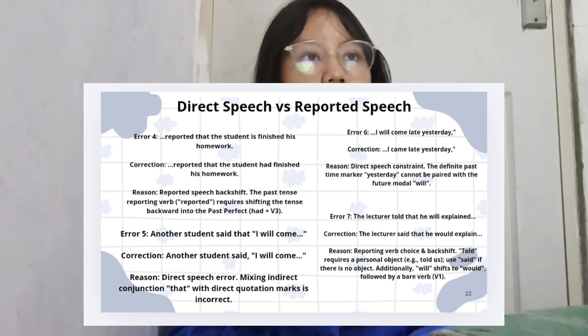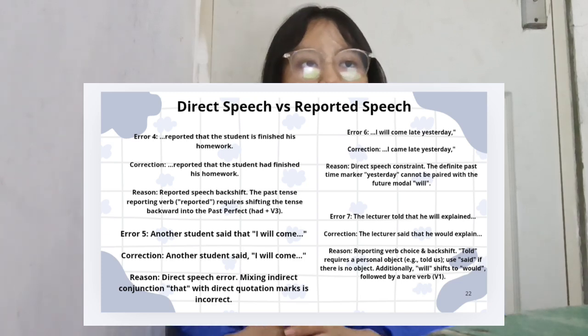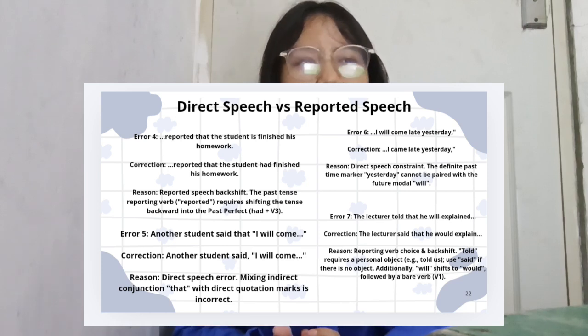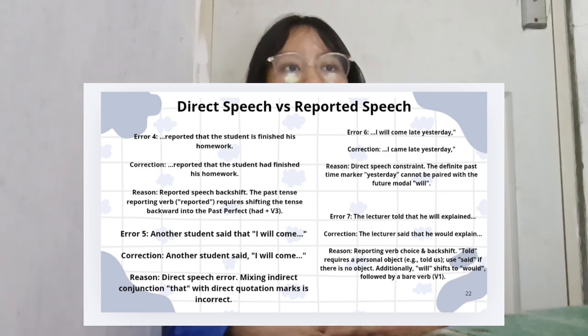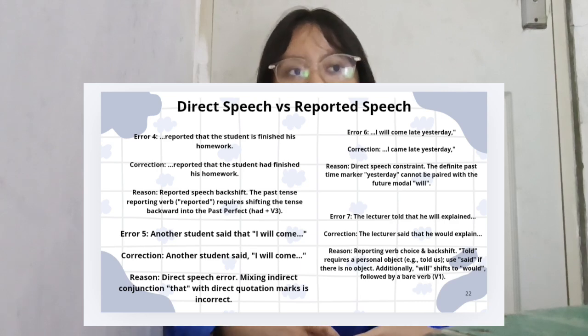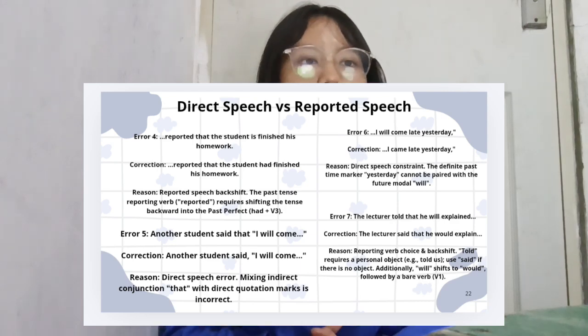Error 4: Reported that the student is finished his homework. Correction: Reported that the student had finished his homework. Reason: Reported speech backshift. The past tense reporting verb 'reported' requires shifting the tense backward into the past perfect: had plus verb 3.